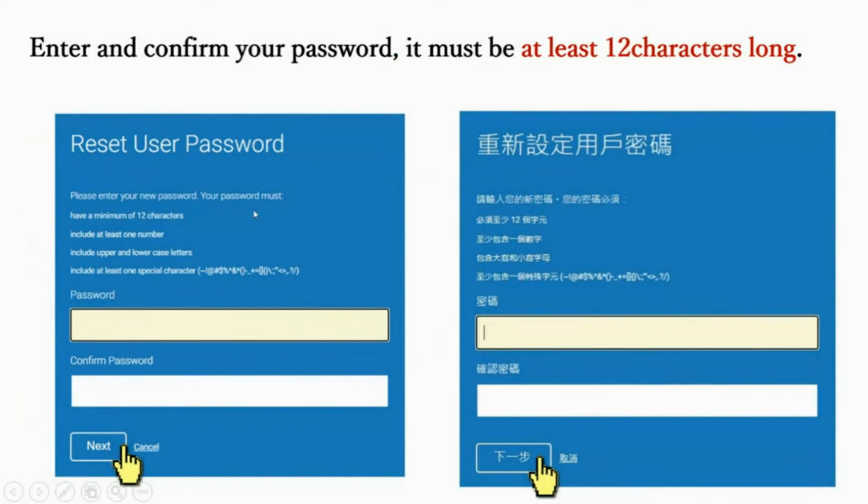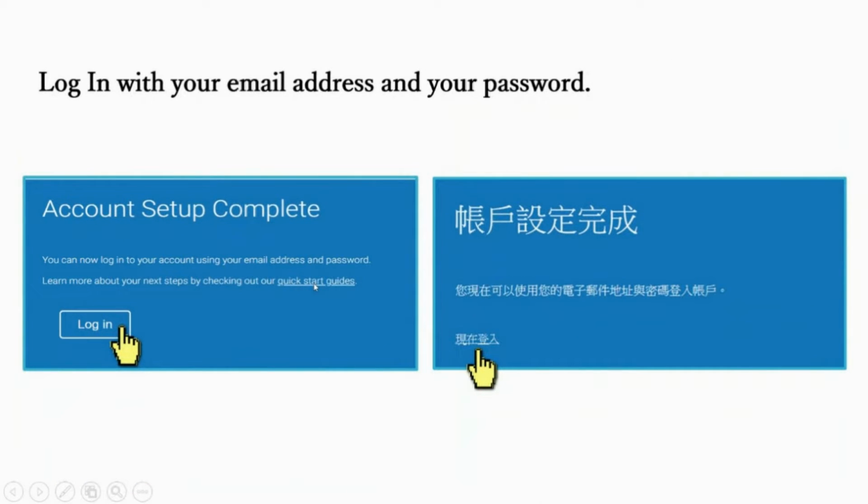After clicking the Here link, you will be directed to the password creation page. Enter and confirm your password here. It must be at least 12 characters long, including at least one number, upper and lower case letters, and one special character, such as a question mark. Then your account setup is completed. Please log in to your account.